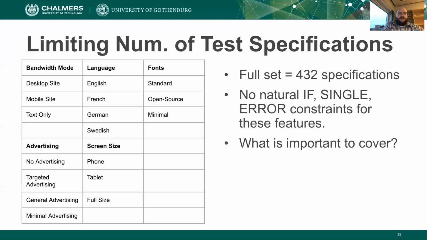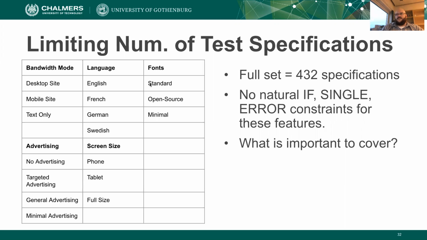So how do you know you got it right? Well, consider the set of features that control the appearance of our website here. We have a total of 5 choices we make. We have different bandwidth modes, so it's a desktop site versus a mobile site versus a text-only version. What language is it displayed in? Is it in English, French, German, or Swedish?